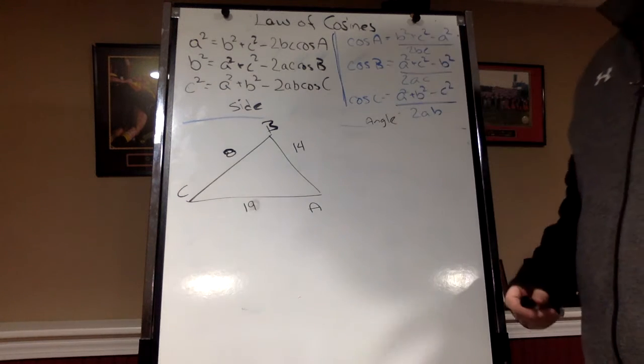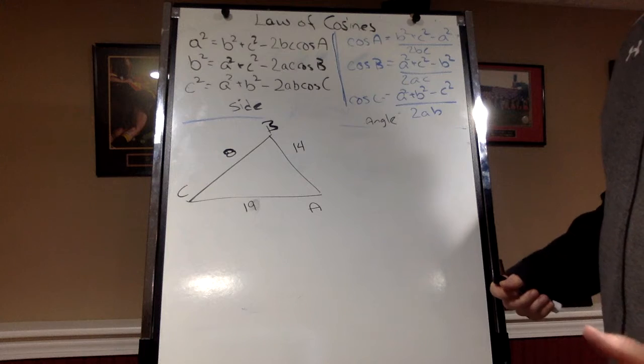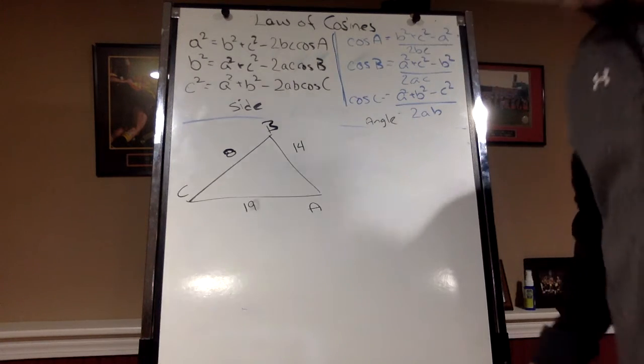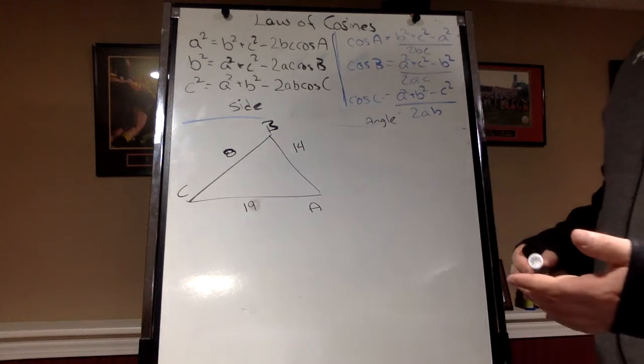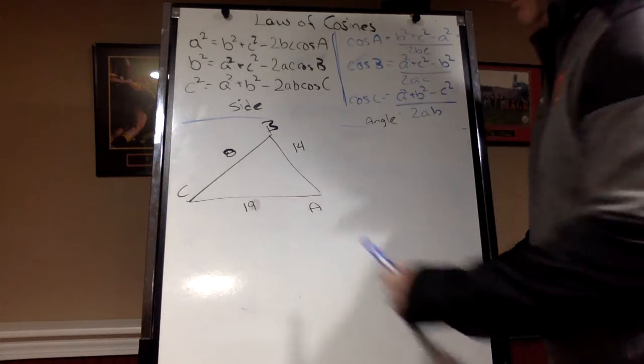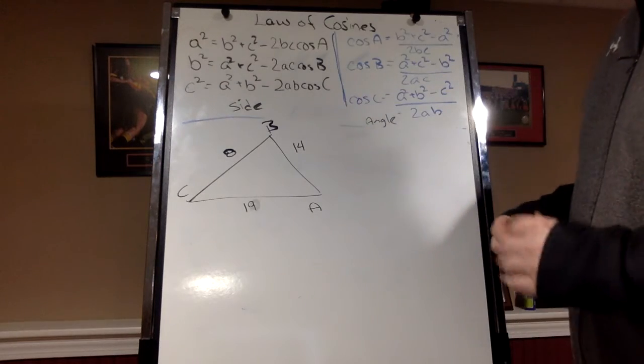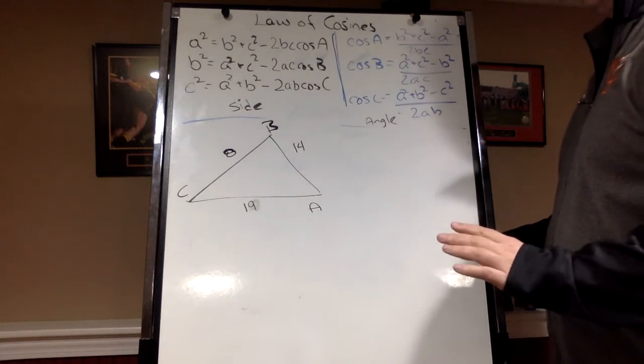Okay? Law of Cosines. Now, Law of Cosines works when we can't use Law of Sines. We'd really like to use Law of Sines, but that only works if I have a side and an opposite angle somewhere on there. Law of Cosines is when we don't have that situation.